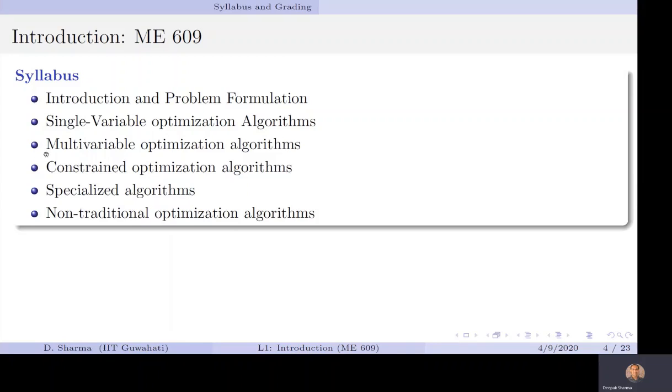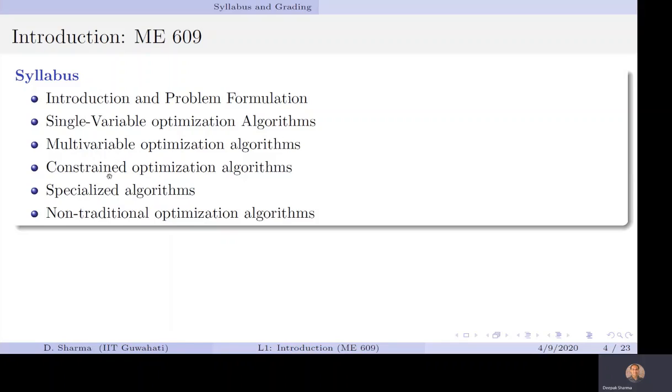Then comes multivariable optimization. Most of the engineering design problems involve multiple variables, so we need algorithms dedicated to multivariable problems. However, you will realize that for solving multivariable optimization, we need the help of single variable optimization algorithms. So those algorithms, we will be covering one by one.